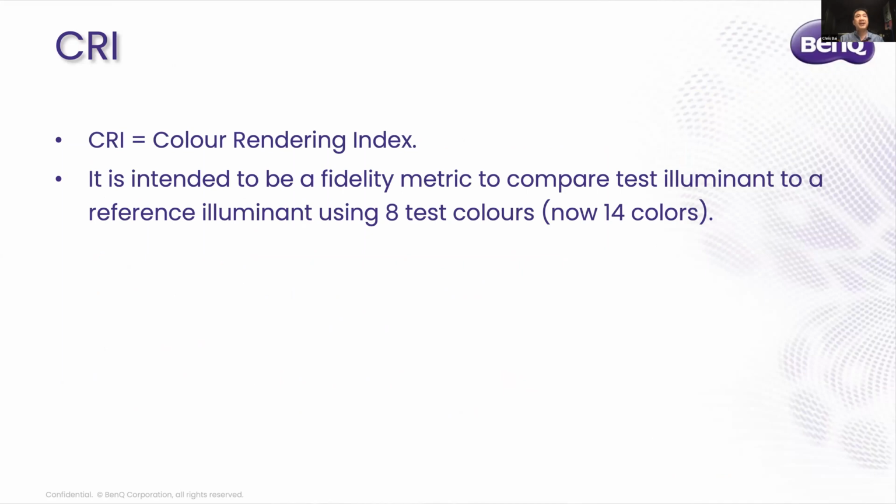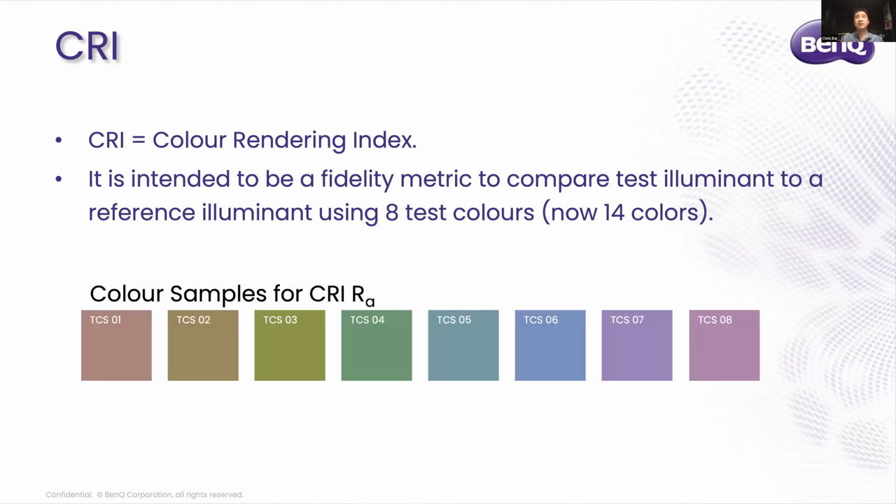So let's talk about CRI. What is CRI? CRI is the color rendering index. It is intended to be a fidelity metric to compare a test illuminant to a reference illuminant using 8 test colors. That was the first initial definition, using 8 test colors. These are the 8 less saturated colors that were initially defined for CRI-Ra.